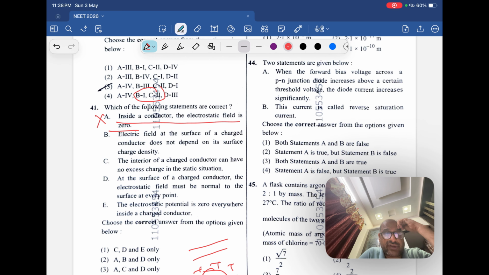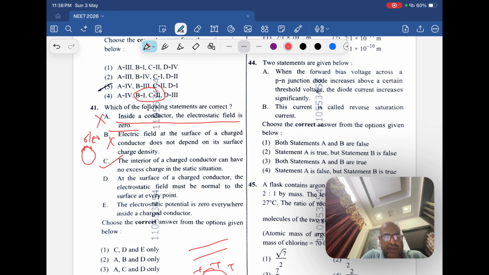Electric field at the surface of a charged conductor does not depend on surface charge density. See, electric field near the surface of any charged conductor is sigma by epsilon naught. It depends on charge density. So this statement is wrong. Next statement: interior of a charged conductor can have no excess charge in the static situation. In a static situation, when you give charge, it always lies on the outer surface. So no excess charge inside. That appears to be true.